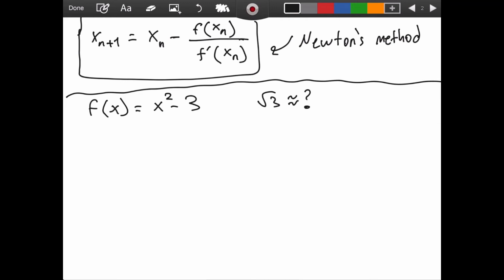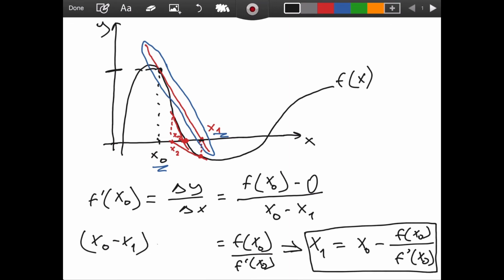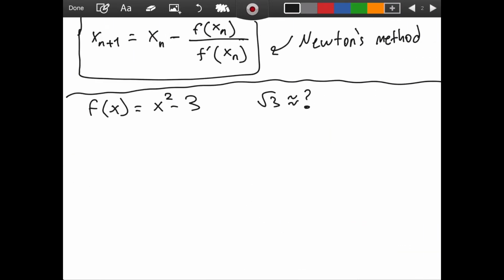Well, the first point to notice here is that the square root of 3 is a root of our function. If you plug it in the function, you get 0 as the output. So it is a 0 of our function, which means since Newton's method is used to find the zeros of a function, we can use Newton's method on this function to find its 0, which is the square root of 3.